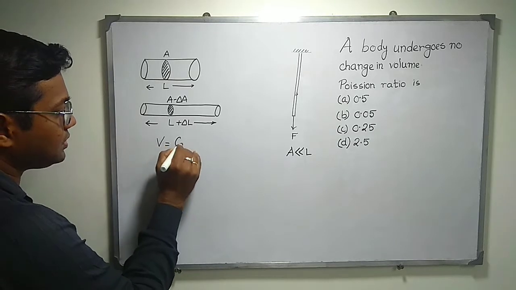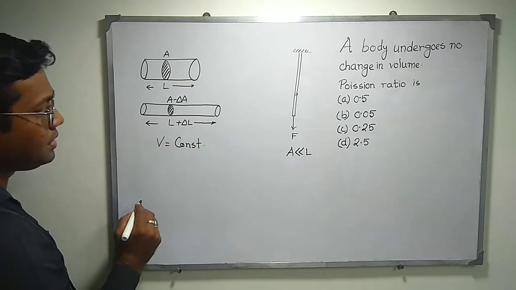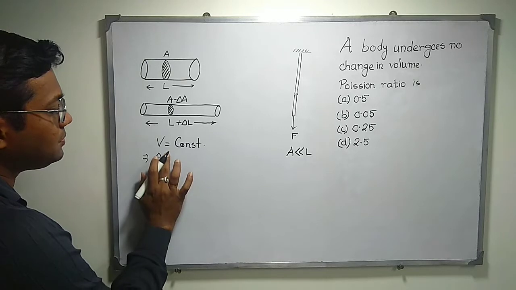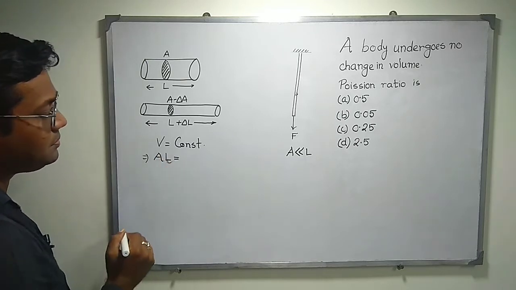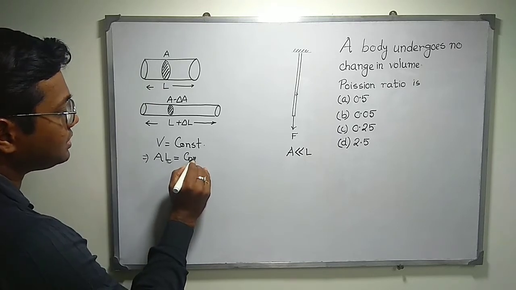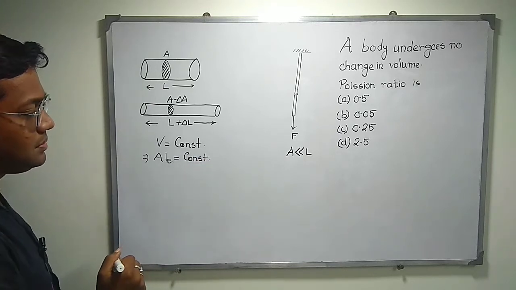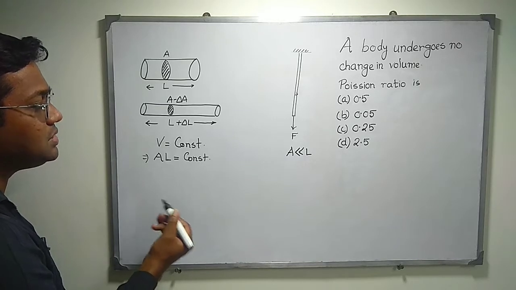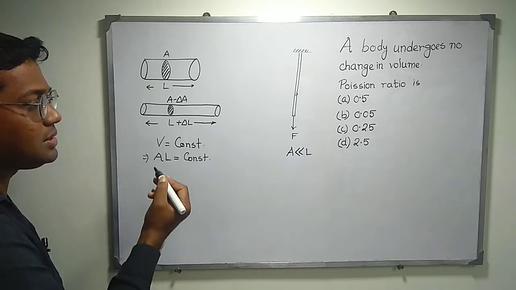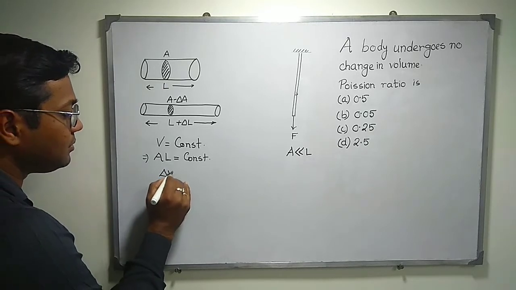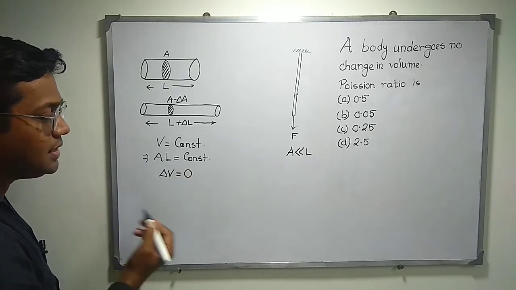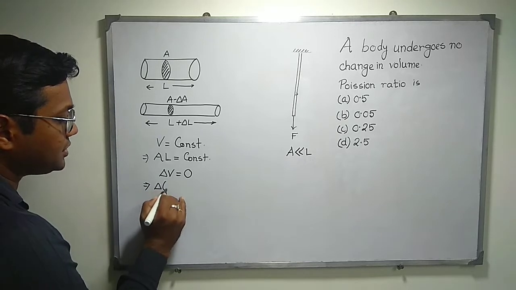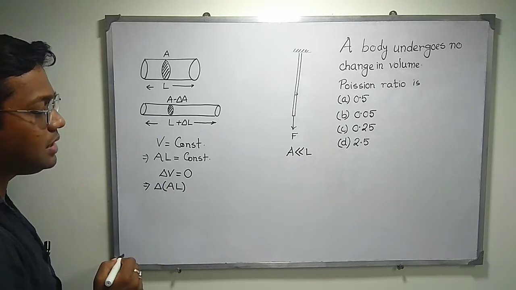So V is equal to constant. Since we have considered it is a cylindrical wire, its volume is nothing but A multiplied by the length L, equal to constant. Just try to understand that. Now if I try to find the change in volume, since the volume is constant, the change in volume is 0. That is, del V is 0. If del V is 0, then we have to take del A, the change in the area, multiplied by the length L, equal to 0.